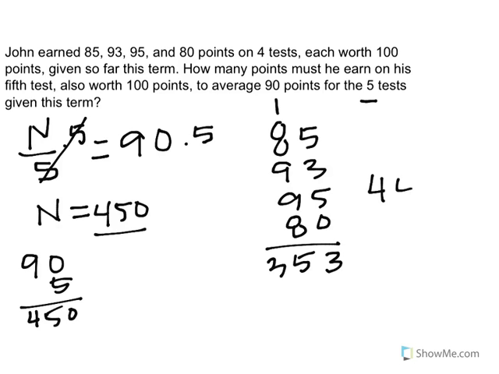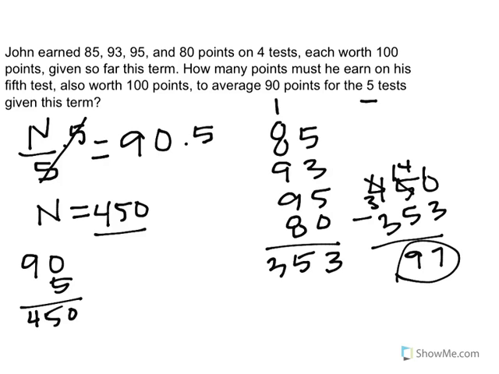So we have 450 minus 353. Well, we have to borrow. 10 minus 3 is 7. We have to borrow. 14 minus 5 is 9. John has to earn 97 on his 5th test in order to get an average of 90 points.